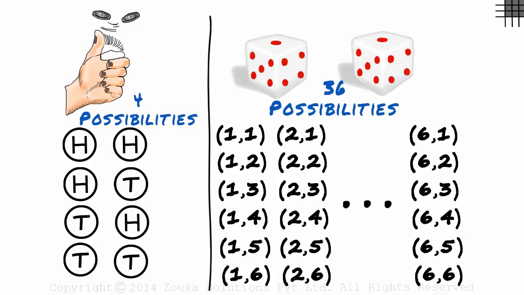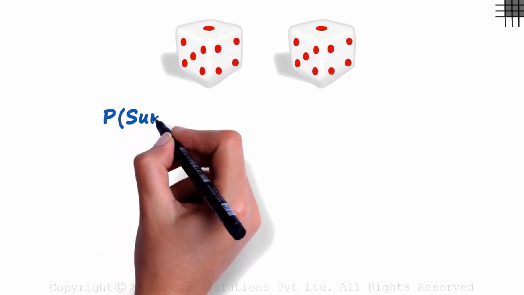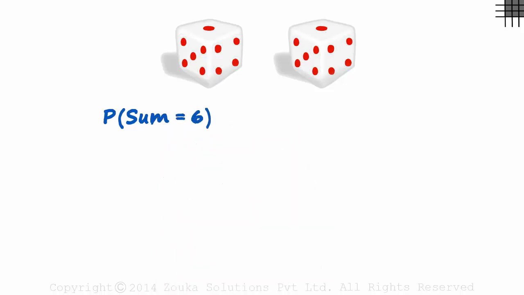So, what kind of problems appear in the exam? Let's say we roll 2 dice together and we are asked the probability of getting a sum of 6. It means the sum of the numbers that appear on each die has to be 6. How do we find this probability? We know that the total number of possibilities is 36. But how many possibilities exist where the sum is 6?